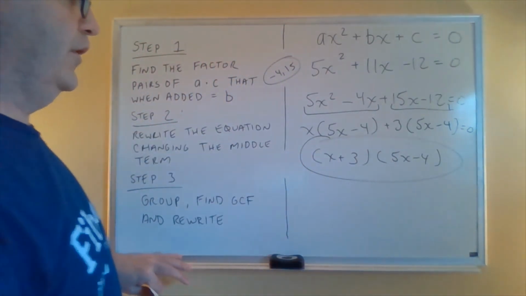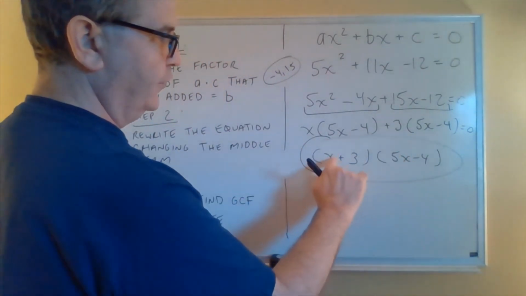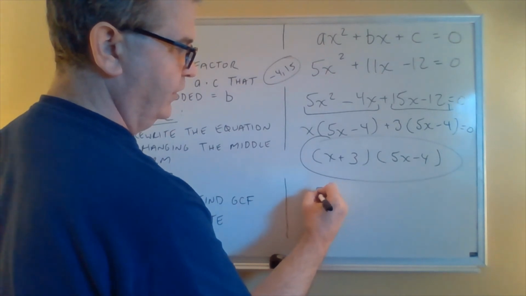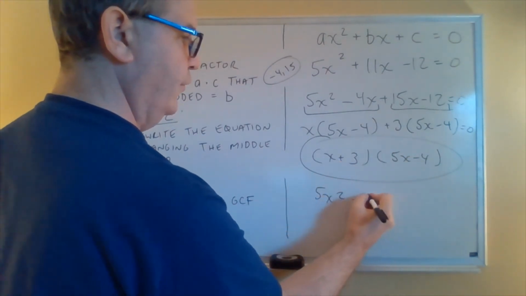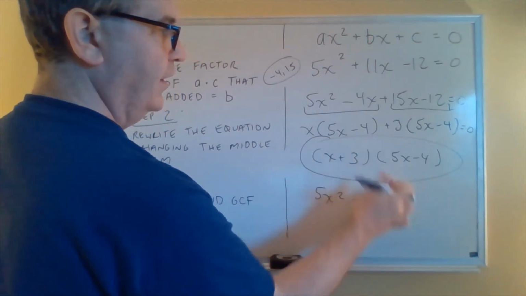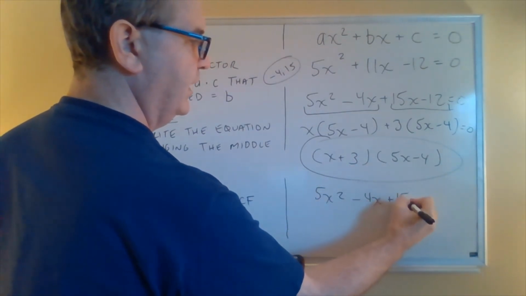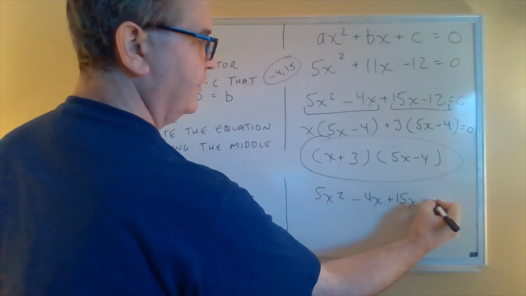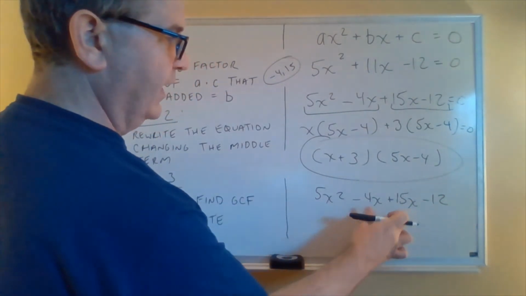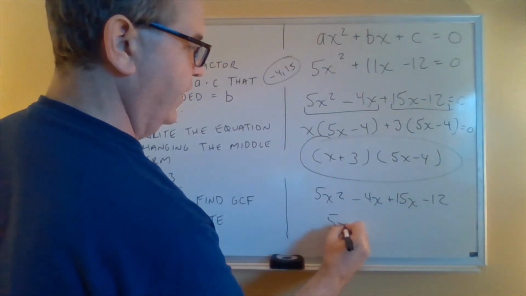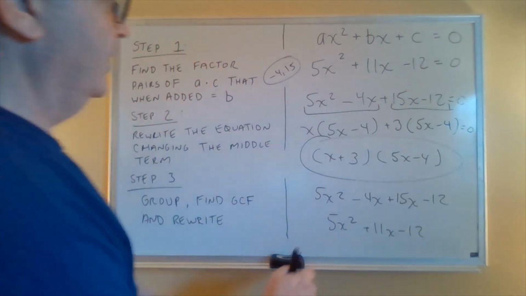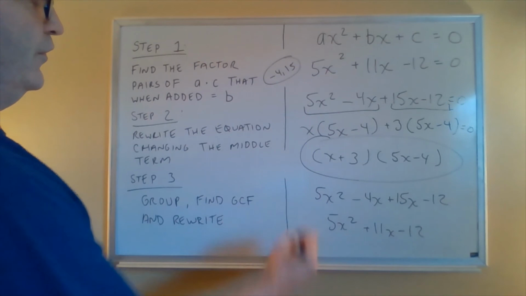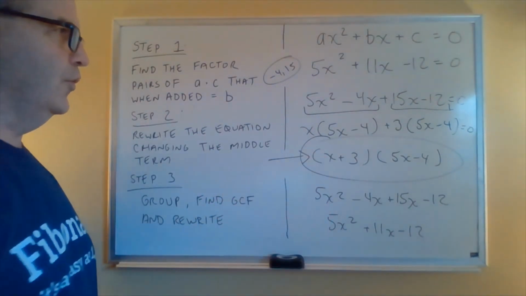If we want to check ourselves, we could FOIL, multiplying the first terms together, x times 5x, we would get 5x squared. Our outer terms would be x times negative 4 or negative 4x. Our inside terms would be 15x. And finally, last terms would be negative 12. Combining our like terms, 5x squared plus 11x minus 12. And yep, we ended up right back where we started. So this is indeed our correct answer.